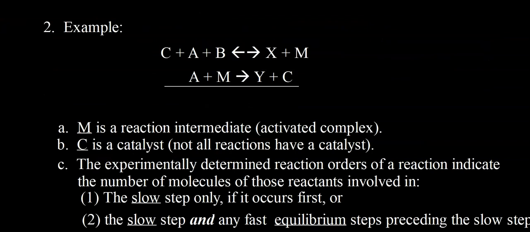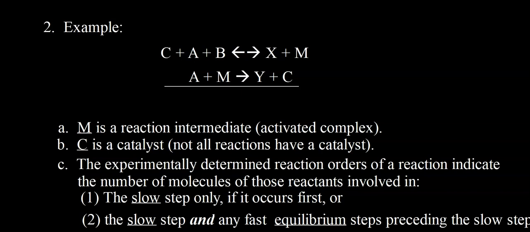So let's take a look at this hypothetical mechanism. So here we have a two-step mechanism. In the first step, we have substances C, A, and B all combine or react to form substances X and M. This is a reversible or equilibrium step. And then the second step, substance A and M react to form substances Y and C.